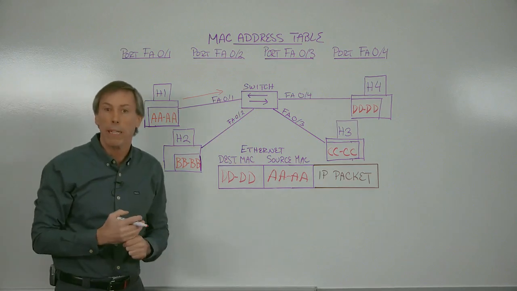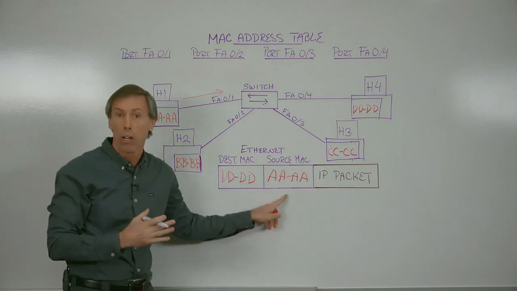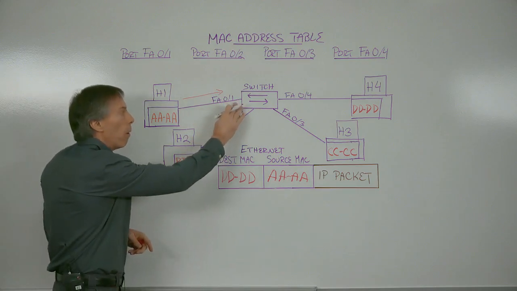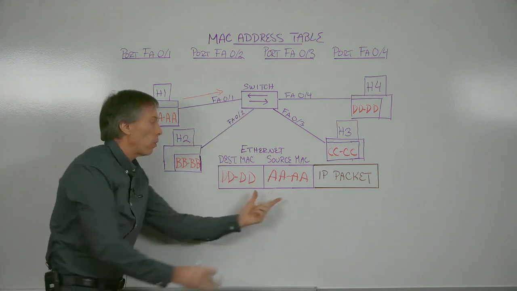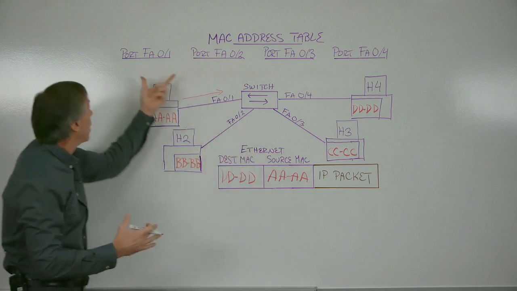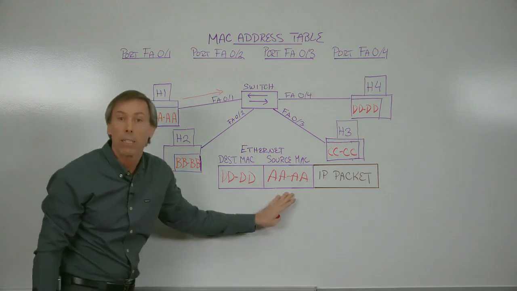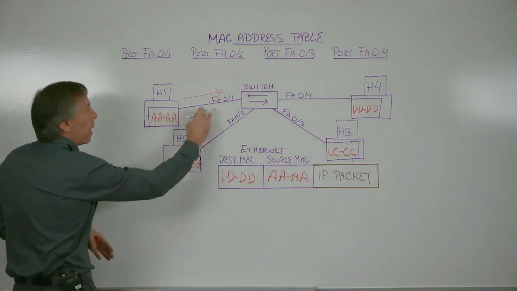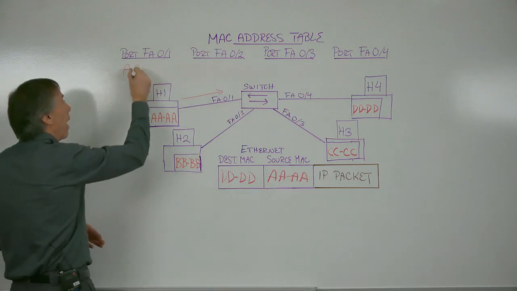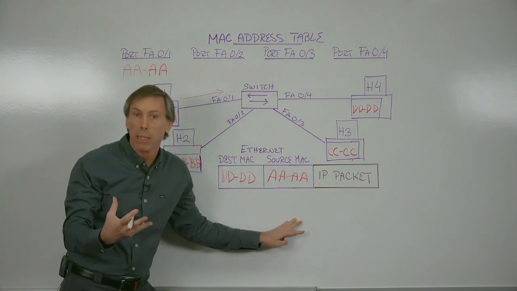When the switch receives any Ethernet frame, the first thing it does is it looks at the source MAC address and says, have I learned anything? And what it's looking at is it sees that on its port, Fast Ethernet 01, is the source MAC address AAAA. Does that exist in its table? And it says, no, it doesn't. Because it doesn't already exist, it adds this source MAC address to the incoming port, Fast Ethernet 01. So let's put that right there. So that's how the switch builds its table.